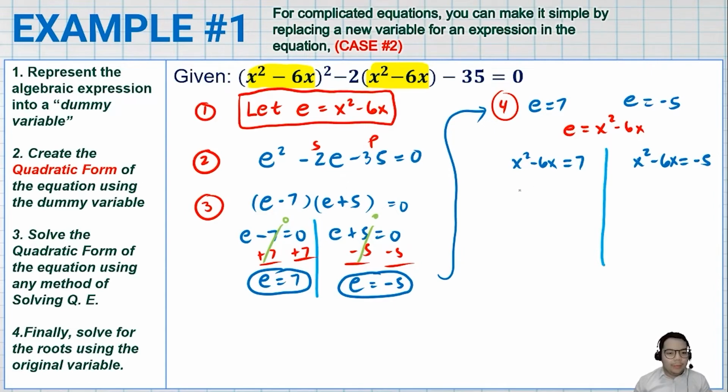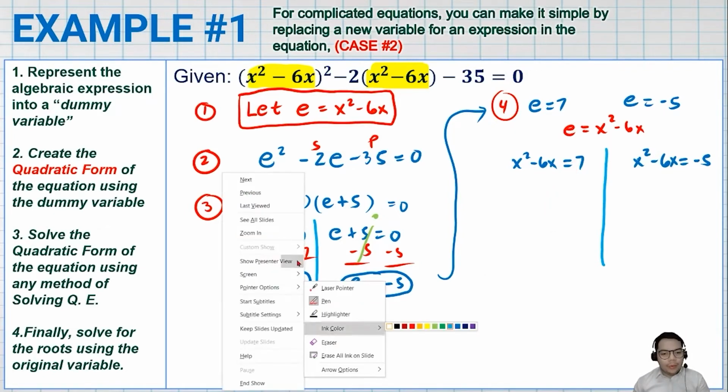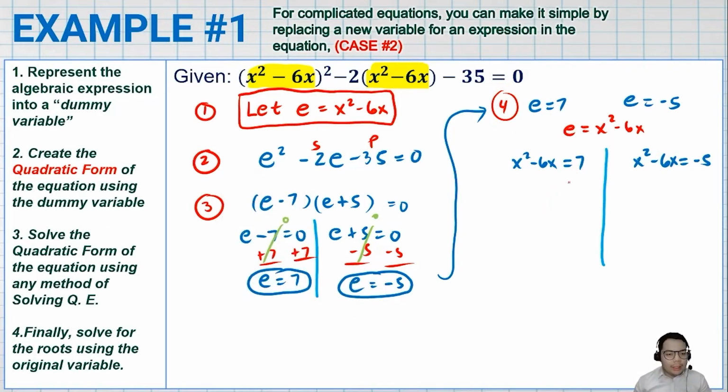So una, kung titingnan nyo, ito yung nakita nating equation. So para magkakaroon tayo ng quadratic trinomial dito, ang magandang gawin natin is gawin natin siyang standard form. So we'll do standard form by subtracting 7 for both sides. And this naman, I will add 5 for both sides para malipat yung mga constant sa left side ng equation natin. So plus 5 for both sides.